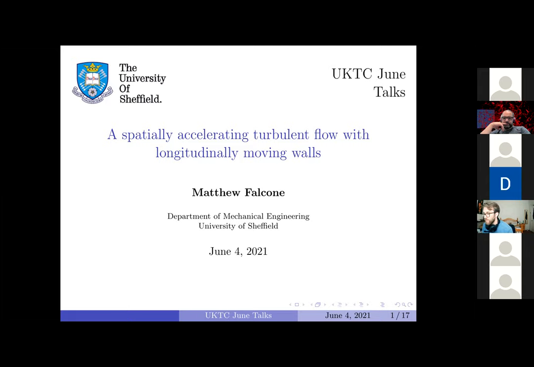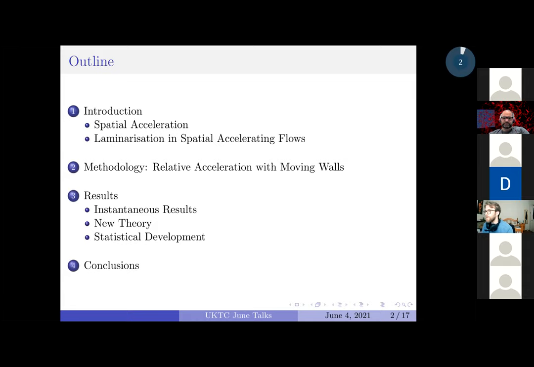This talk is about what I've been doing in the first part of my PhD, and this has been looking at spatially accelerating turbulent flows and using a kind of novel approach to trying to simulate these so that you can try and improve the understanding of the fundamentals of these flows. So I'm going to start with an overview of the presentation. I'm going to be starting with an introduction, a little bit about spatial acceleration, why it's relevant, and also some of the key features of these flows.